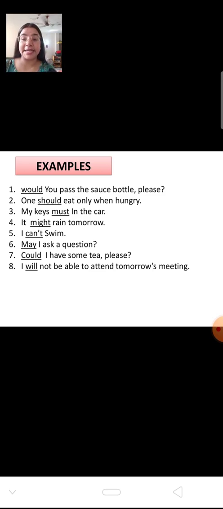One should eat only when hungry. Now this is advice made to a person. My key must be in the car. That means it's a possibility. It might rain tomorrow. Again, when we talk about possibility, we use might, must. I can't swim. So here he is telling about his ability, that I can't swim.